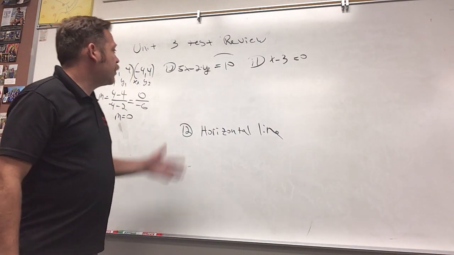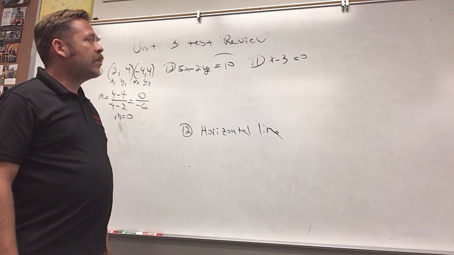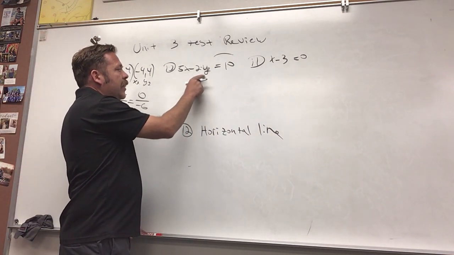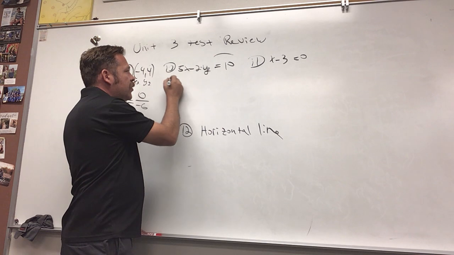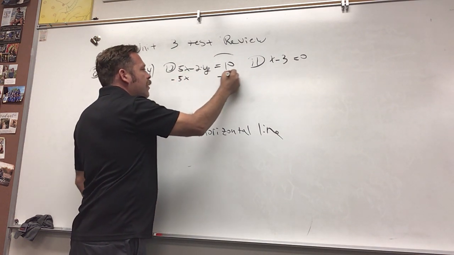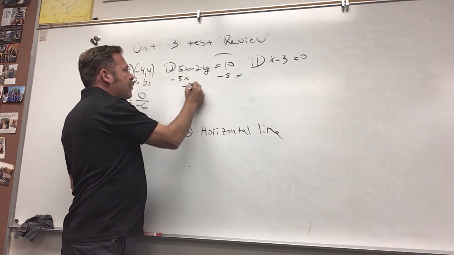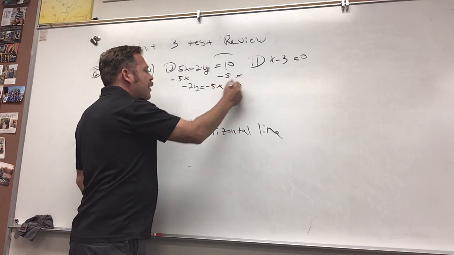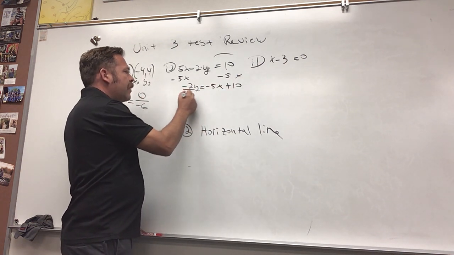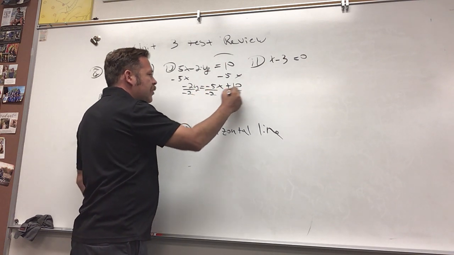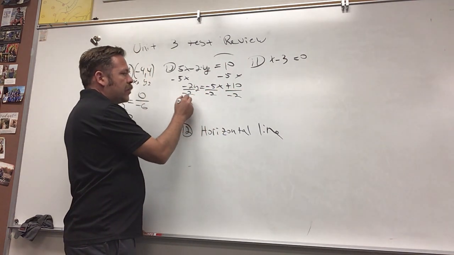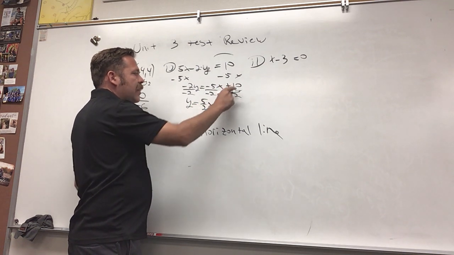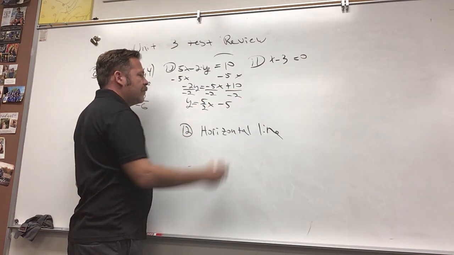All right, to find the slope from an equation, you have to solve for y. So to solve this one for y, I'm gonna move this 5x over, so minus 5x. And then I get negative 2y equals negative 5x plus 10. Divide by negative 2, divide by negative 2, divide by negative 2. So y equals 5/2 x. 10 divided by negative 2 is minus 5.